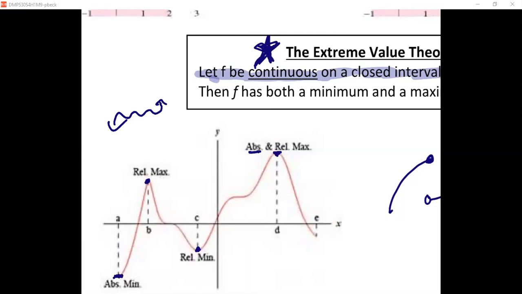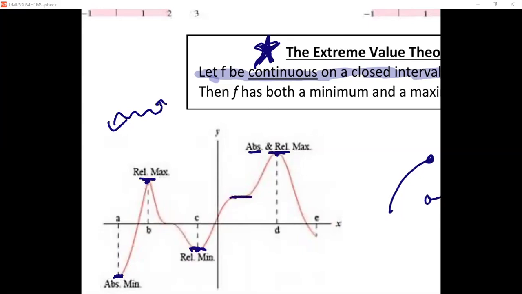I'm going on. We can have multiple relative extrema, but we only have one absolute extrema. So when it comes to our relative extrema, what do we know about where these relative extrema occur? These relative extrema occur here, here, and here. And those relative extrema occur where, it looks like, we have slopes of zero. But not every slope of zero is going to give us a relative extrema.